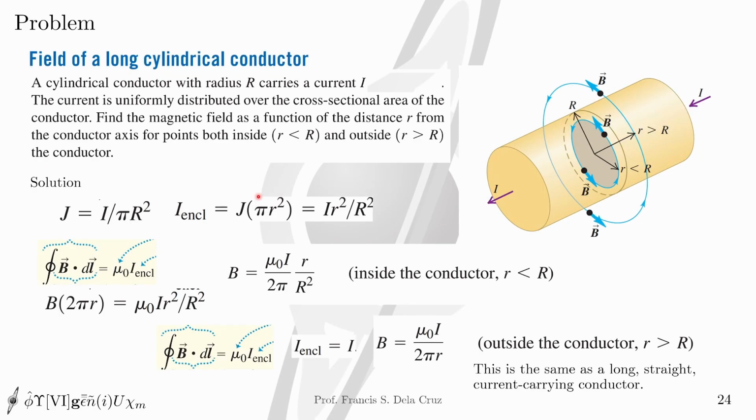Field of a long cylindrical conductor. A cylindrical conductor with radius R carries a current I. The current is uniformly distributed over the cross-sectional area of the conductor. So technically, this is a simplification.